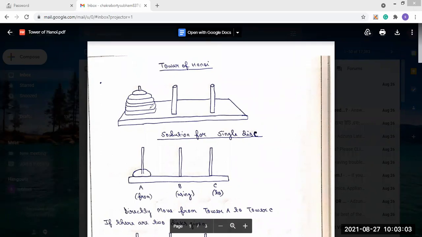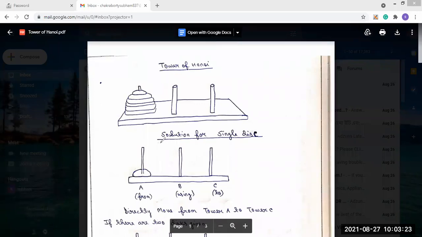Now, there can be any number of disks. It is not mentioned how many disks should be present. The number of disks can be increased. So let's solve this problem by taking a small example.